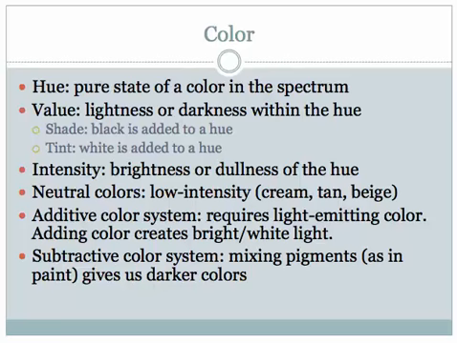Other modifiers, other adjectives that we can use to describe color, is its intensity. Is it bright? Is it dull or muted? Okay. Then there's a whole other range of colors. These are the low intensity colors, sometimes called neutrals. These are creams, tans, beiges, and so much of what we see in art is going to be these types of colors, especially in classical art and so forth.